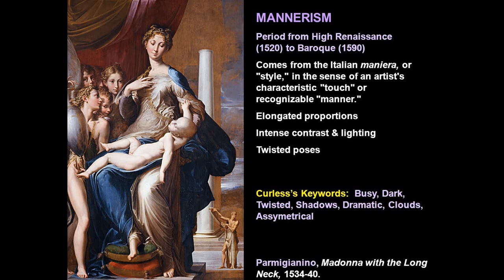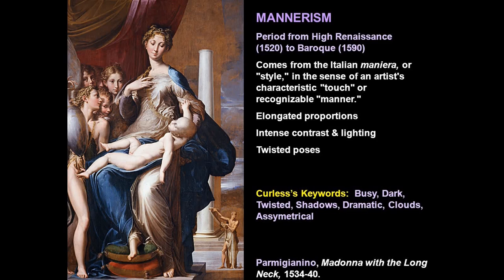In Italy of the 16th century, so the late Renaissance period, we see a stylistic direction that appeared, called Manierism. That period lasted from the High Renaissance, around 1520, to the Baroque period, up to 1590. It comes from the Italian word maniera, or style, in the sense of the artist's characteristic touch or recognizable manner.